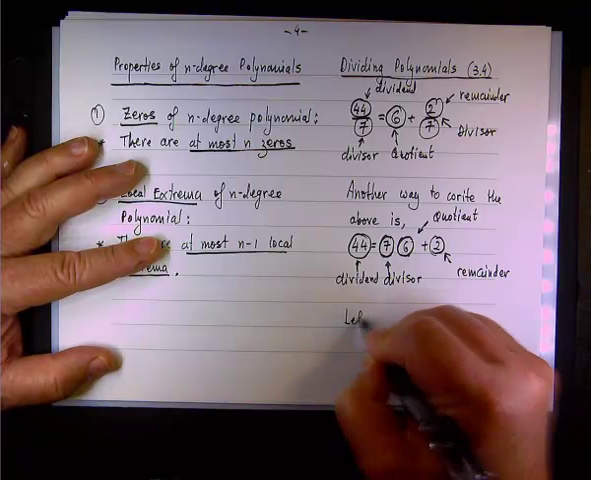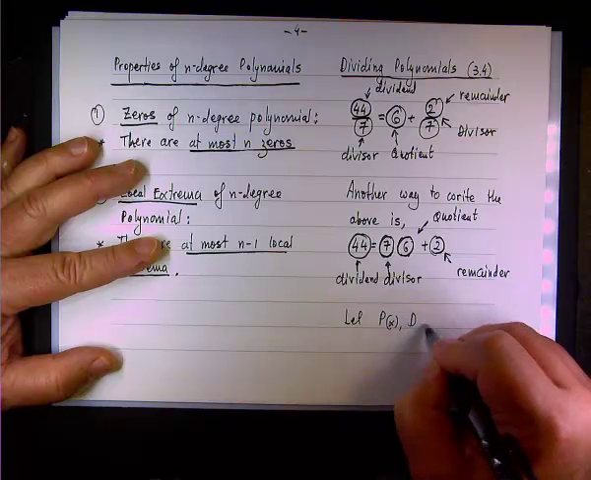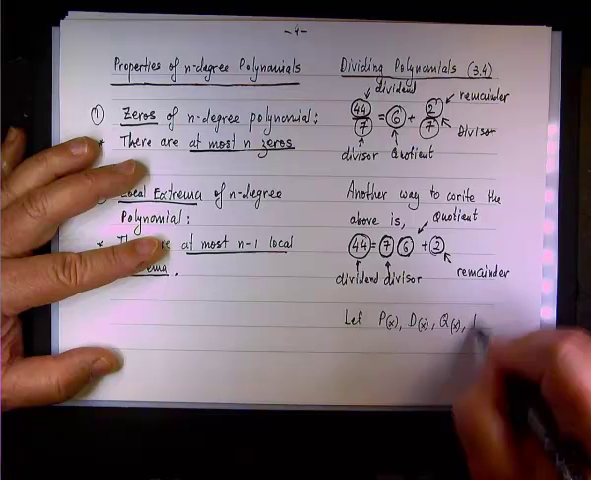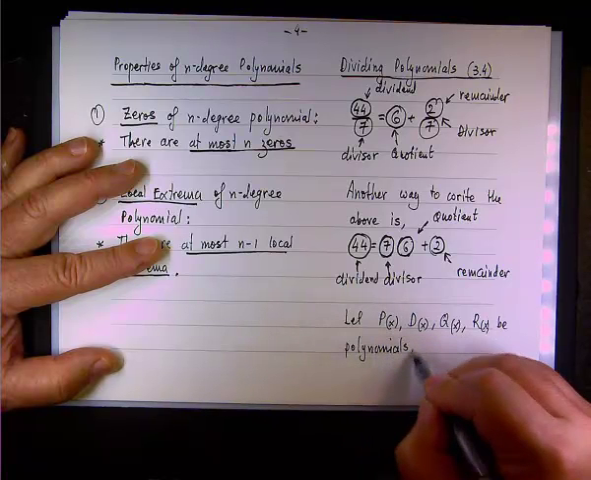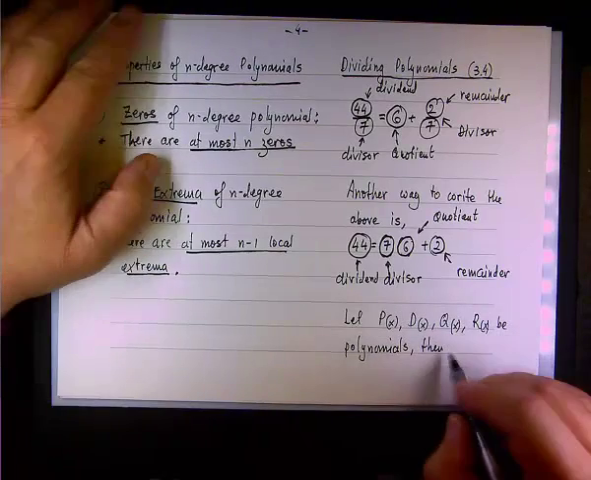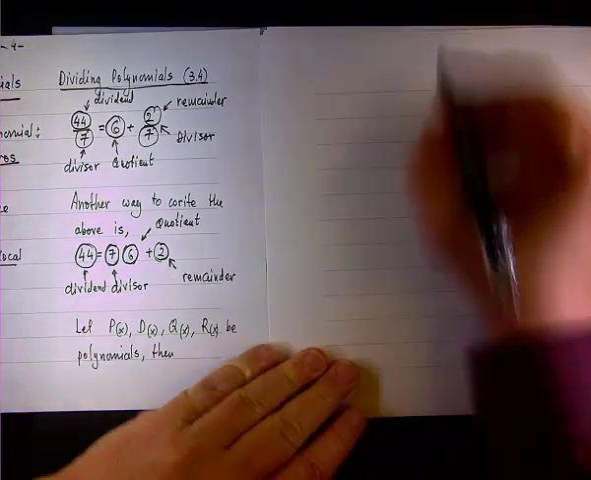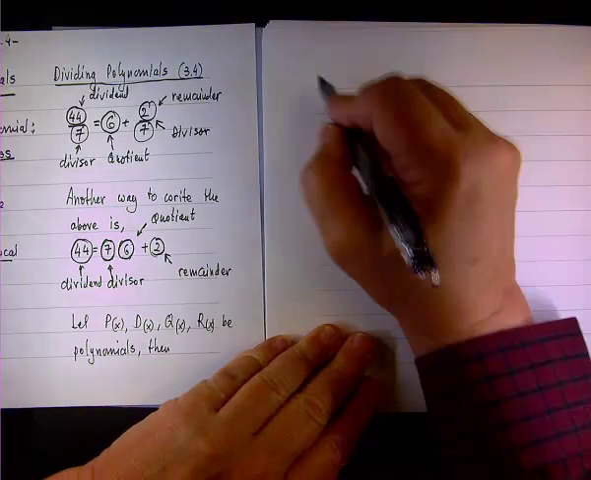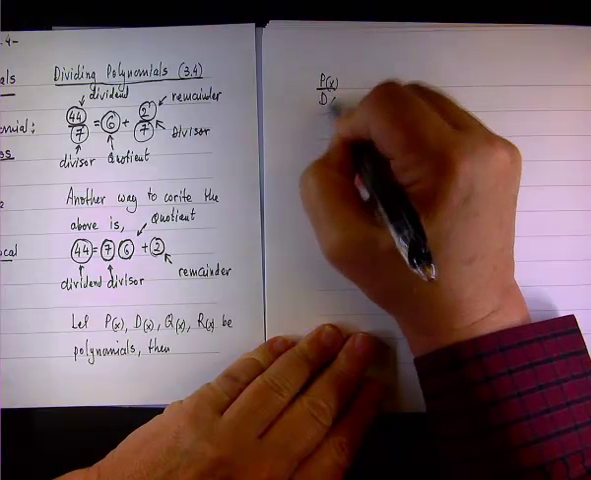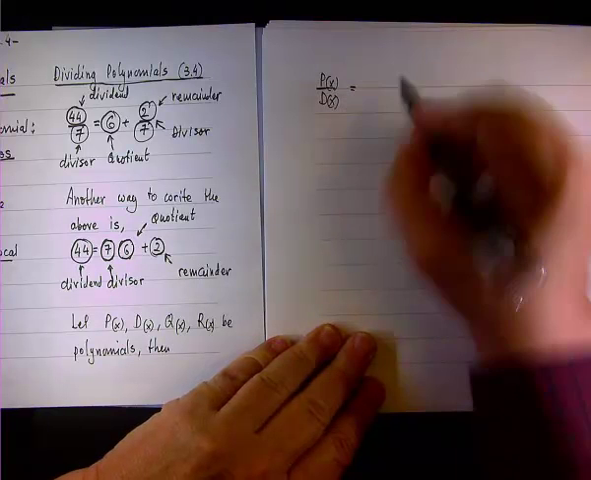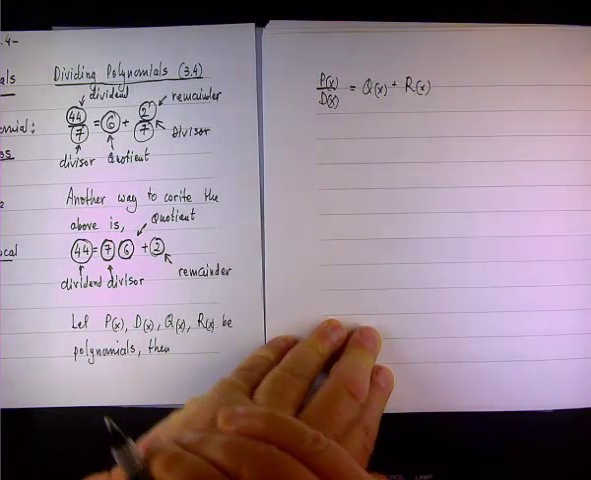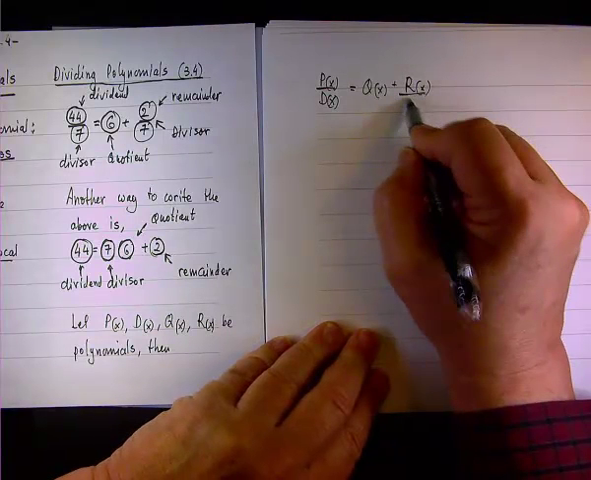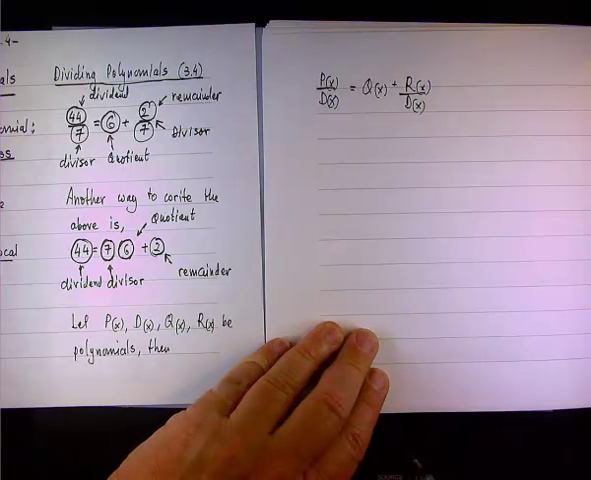How does this apply to polynomials? Okay, if we let P of x, D of x, Q of x, and R of x be polynomial functions, then on the next page, if you want to divide P by D, then P of x divided by D of x, so the dividend divided by the divisor, will be the quotient Q of x plus the remainder R of x over D of x, right.